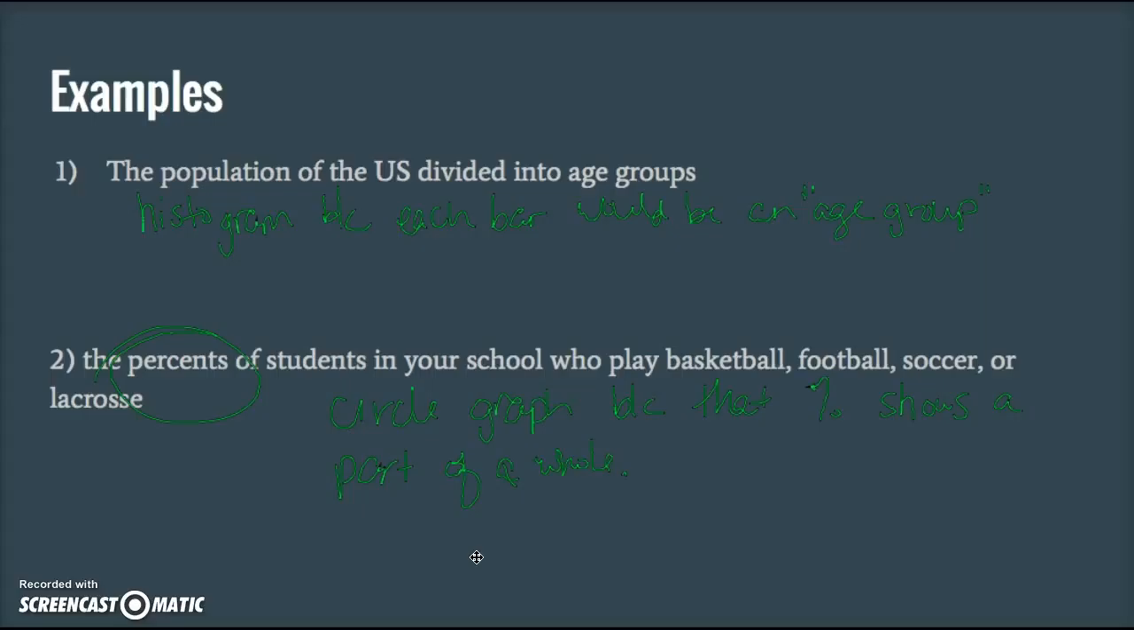Okay, so you have your table of when to use each type of graph, so that's going to help you out tremendously as you're looking at what's the best data display to use, what's the best type of graph to use. Okay, moving on to the next thing.